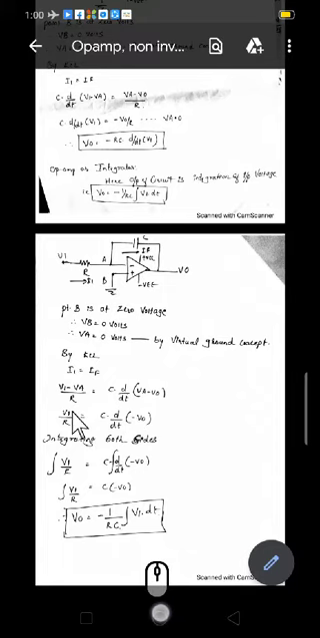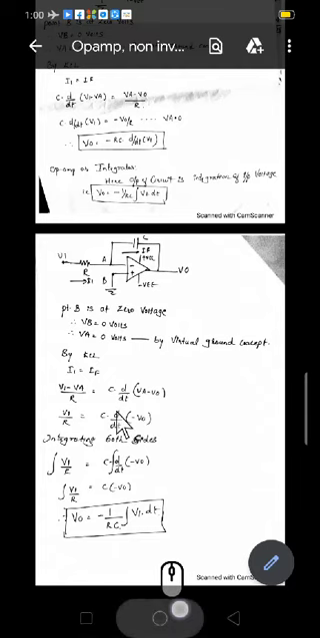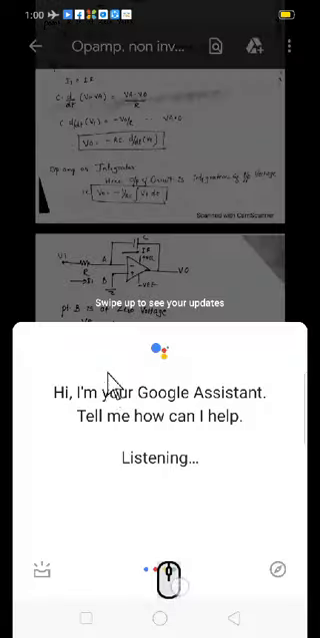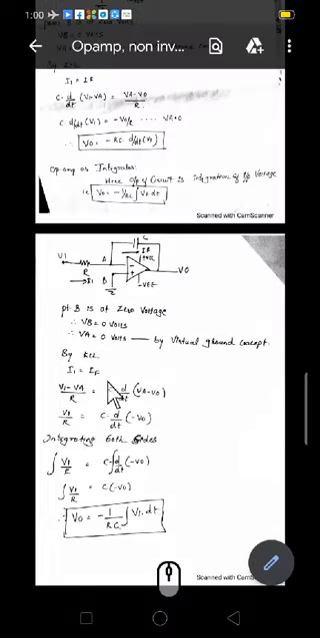So this becomes the integration of V1 by R, and this becomes C into minus V0. From this, the output voltage becomes V0 is equal to minus RC integration of V1 into dt. You can see V0 is equal to this one. When you integrate, it becomes C into minus V0. Then V0 is equal to minus 1 divided by RC into the integration of V1 into dt.